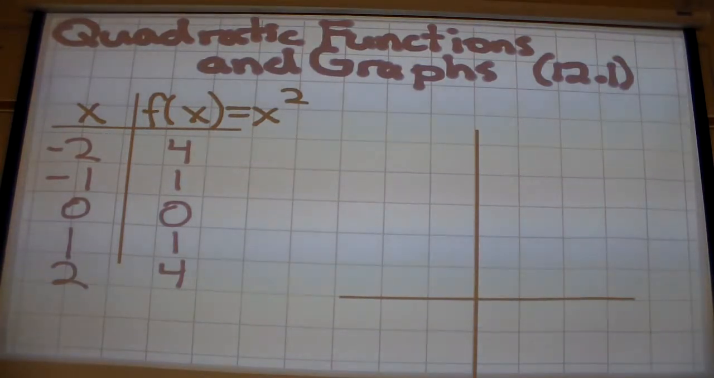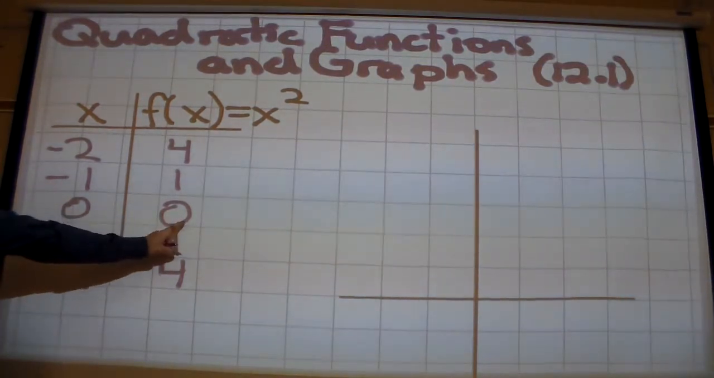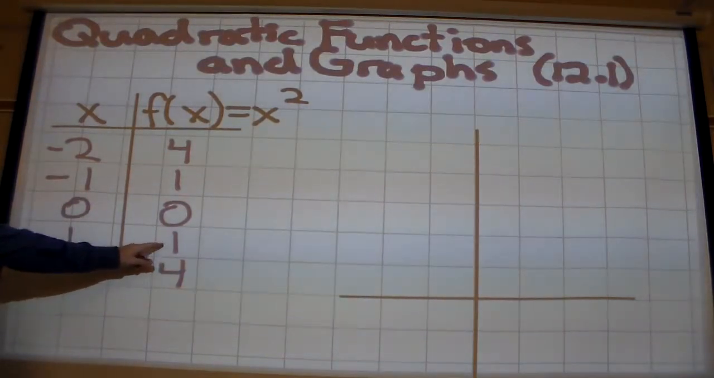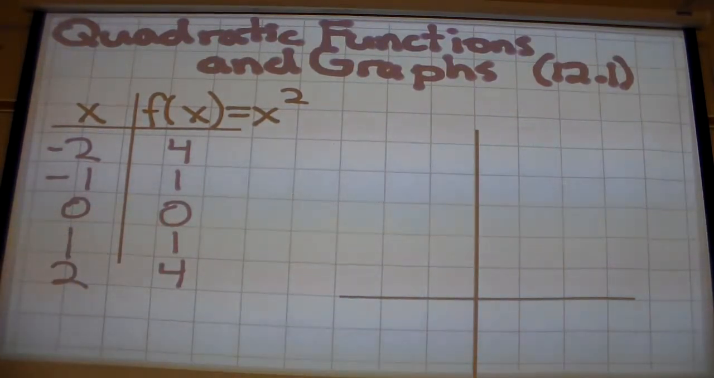Are they all positive? No, they're not. They're not negative. So when I go to graph these points, they're not negative, so I'm going to have nothing below the x-axis. Everything is going to be above. So I have our points (-2, 4), (-1, 1), (0, 0), (1, 1), and (2, 4).